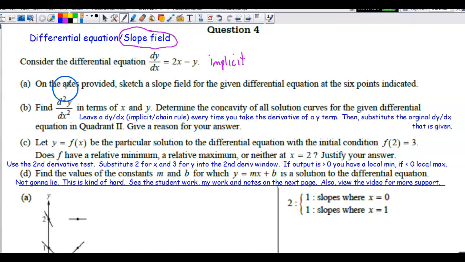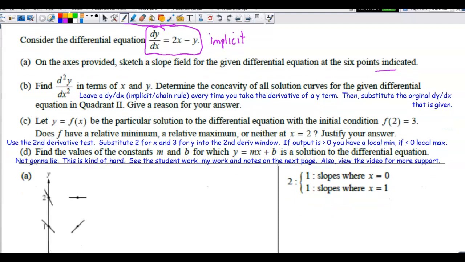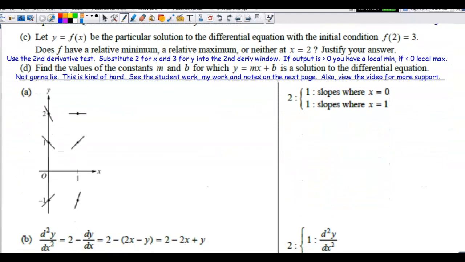So letter A tells us on the axis provided, sketch a slope field for the given differential equation at the 6 points indicated. So what we want to do is take our slope generator, which is what they gave us right here, dy/dx, and for every x, y value down here in the slope field, we're going to substitute in place of x and in place of y and carefully calculate those slopes. And I say carefully because if you look down here at the scoring guide, we're going to look at the slope field, and here's what it looks like.